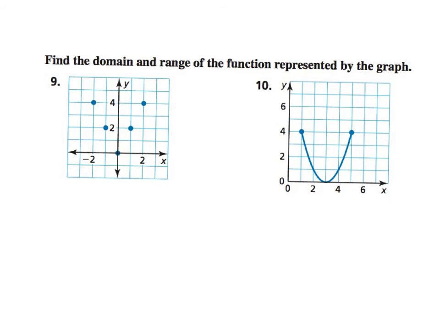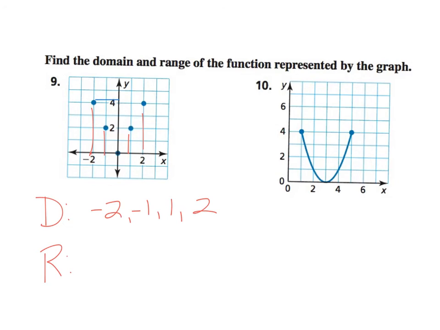If you understand it, move on. You can skip over this. If you don't, I'm giving you an example to look at. Domain and range. In number 9, my domain would be, let's see, -2, -1, 1, and 2.